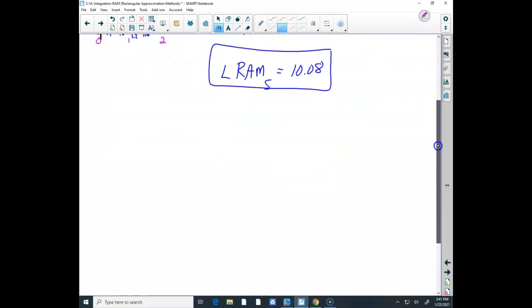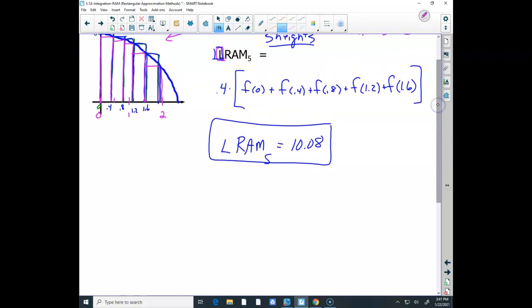And that's exactly what I'm going to do here, guys. And I'm not even going to go to my next slide to find it. I know all of these have a width of 0.4, so my first one is 0.4 times f of 0.4 plus f of 0.8 plus f of 1.2 plus f of 1.6 plus f of 2. And when you look at this, check it out. My left and my right sum.